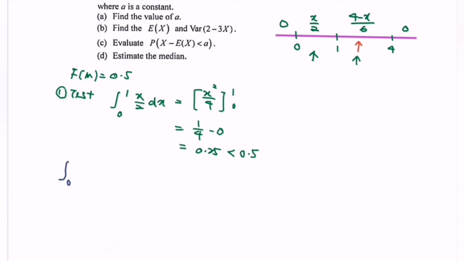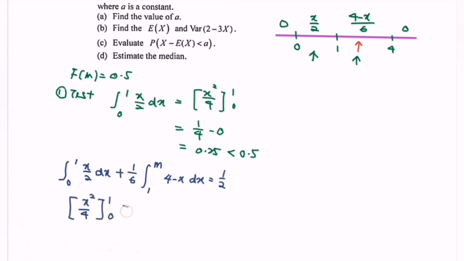Integrate, starting from 0 until 1, the function x over 2 with respect to x, plus the situation where we factor the 1 over 6, integrate from 1 until m, where we have 4 minus x with respect to x, equals 1 over 2. So x squared over 4, with limits 1 and 0, plus we have (4 minus x) squared, and it becomes negative 1 over 12. With the limits m and 1, which equals 1 over 2.